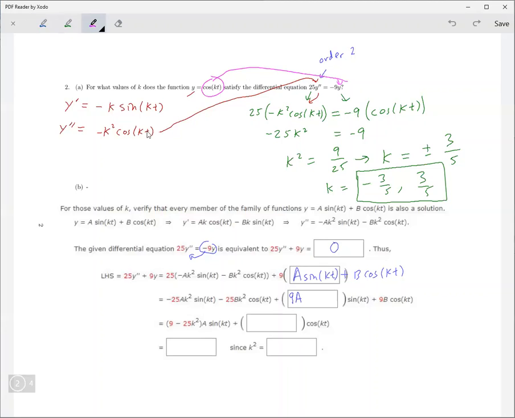Okay, hold on. Okay, so let's see here. So this piece gives us this. Okay, so negative 25a k squared plus 9a is this right here, and then times sine kt is all that. So that piece and that piece gives you that. That means you have these other two pieces.